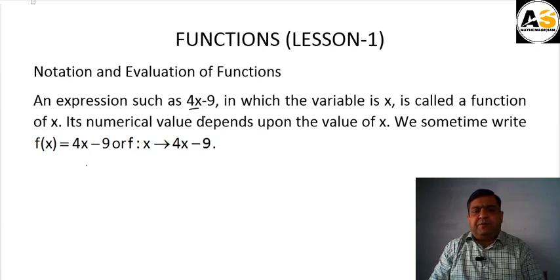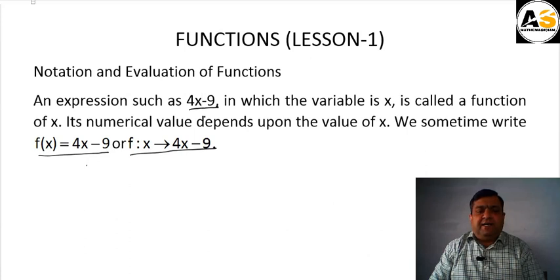A function is basically an expression of this form. X is the variable over here. This is unknown. So this is called a function of x. Its numerical value depends upon the value of x. We put any value of x and we get the numerical value of the function at that value of x. A function is basically written in two different ways. These are two different ways to write a function.